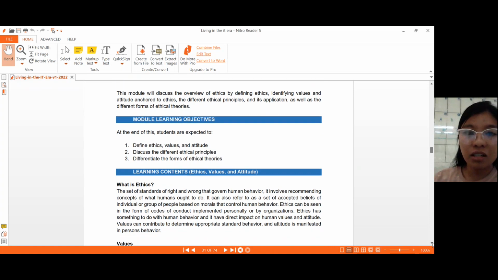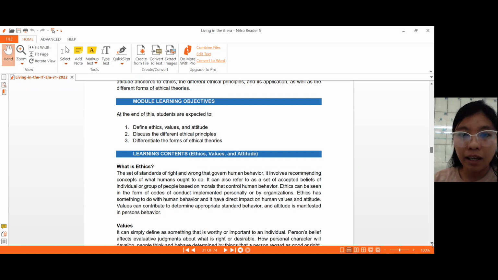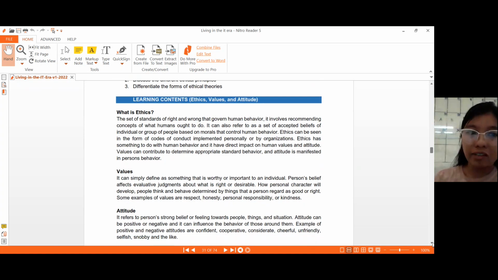Okay, at the end of these, students, you guys are expected to, of course, define ethics. Dapat alam nyo na kung anong ibig sabihin after kung mai-discuss sa inyo, values and attitude, discuss the different ethical principles. So we will be enumerating and providing example for each of these ethical principles, providing example of situations and how they can be applicable to each of those situations. And then number 3, differentiate the forms of ethical theory. So aside from ethical principles, we also have different forms of ethical theories that we are going to discuss this afternoon.